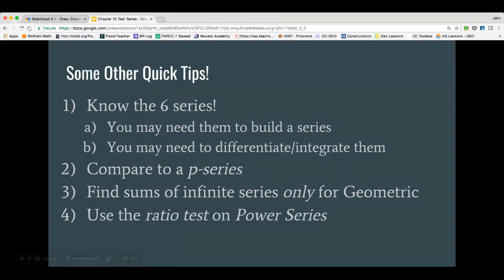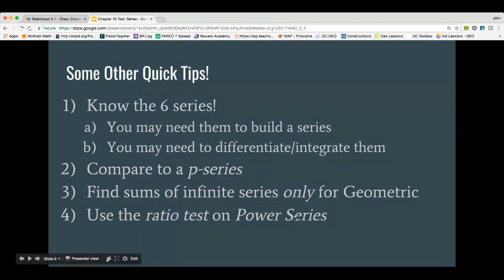Third, if they ask you to find the sum of an infinite series, the only one we know how to find the sum of is geometric. That should be a dead giveaway. If they're asking you for the final sum, not a partial sum, but the final sum of an infinite series, then it has to be geometric, and you're going to have to use that a over 1 minus r formula after making it clear what the common ratio is and what that a value is. Partial sums you can do for any series, but the final sum of an infinite series you can only do for geometric.